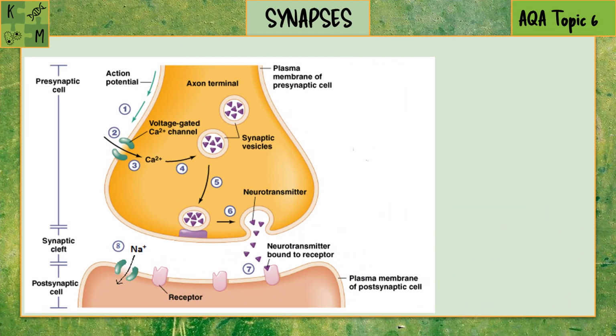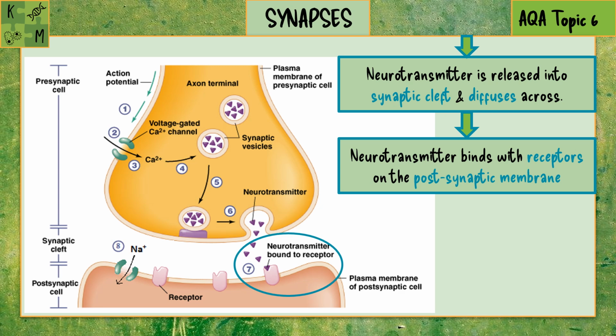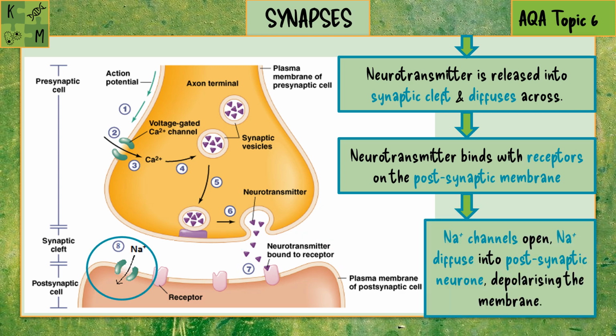When the membrane of the vesicle fuses with the presynaptic membrane, neurotransmitter is released into the synaptic cleft and diffuses across, then binds to specific receptor proteins on the postsynaptic membrane. This causes sodium ion channels on the postsynaptic membrane to open. These are ligand-gated and open in response to the neurotransmitter binding. Sodium ions diffuse into the postsynaptic neuron, depolarizing its membrane. A threshold is reached and an action potential is established within the postsynaptic neuron, as we've seen in earlier videos.